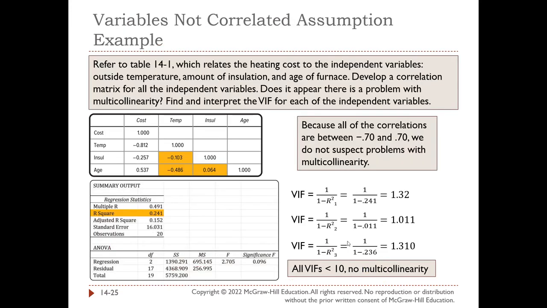So here we go. Again, relating to the heating cost, the independent variables are outside temperature, amount of insulation, and age of furnace. Develop a correlation matrix for all the independent variables. Does it appear that there is a problem with multicollinearity? Find and interpret the VIF for each of the independent variables.